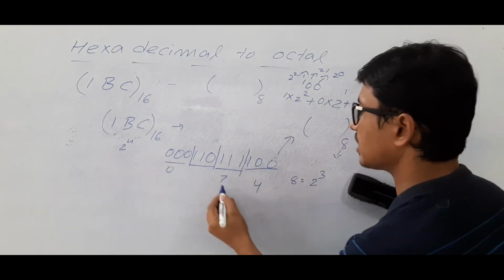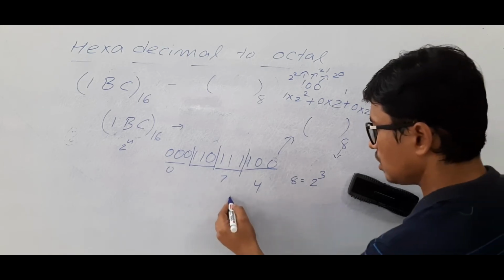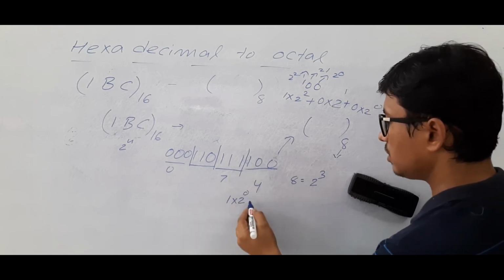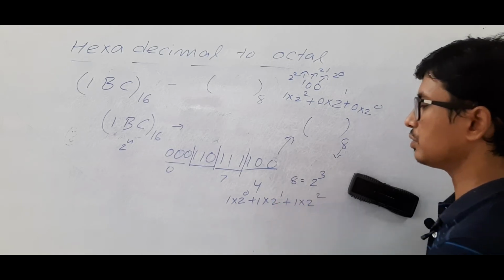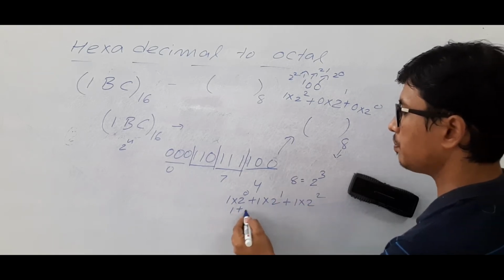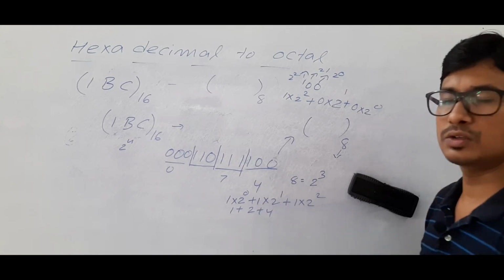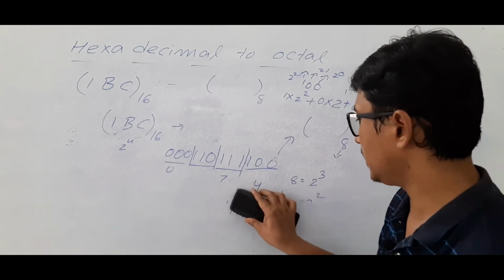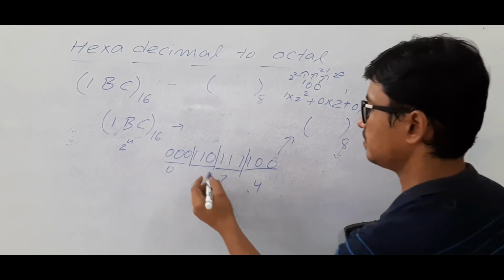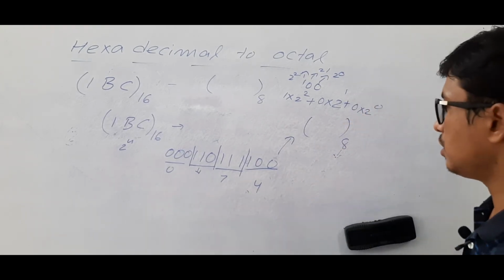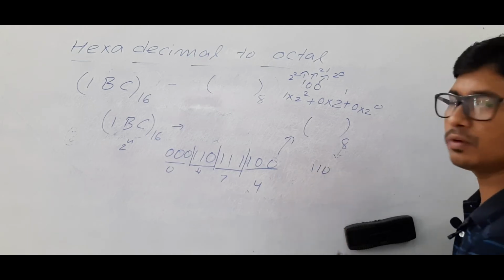And this is 7. How did I get it? 1 into 2 power 0 plus 1 into 2 power 1 plus 1 into 2 power 2, which is equal to 1 plus 2 plus 4. So you will get 7. Okay. Now similarly, if you take this one, how much is this? 110, which is equivalent to 6.